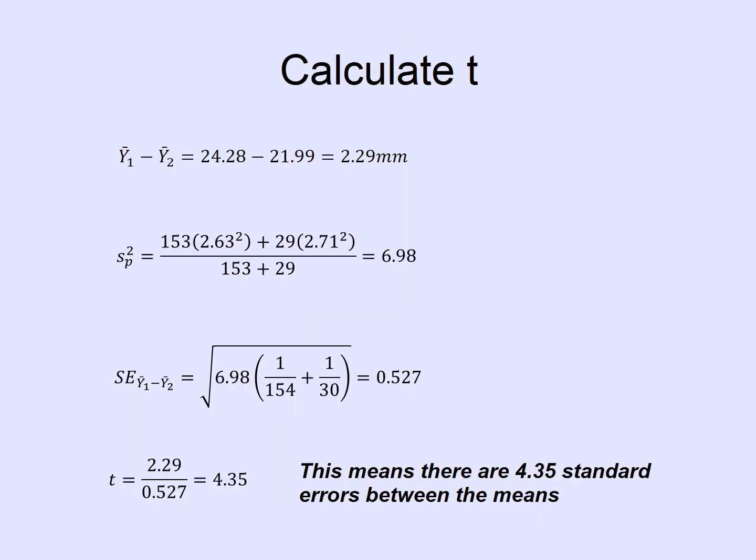Okay, let's put in our data. So there's my difference between the means. There's my pooled variance. There's my standard error for the difference between means. And I put my difference over my standard error for the difference between means, and I get a test statistic of 4.35. So this means that there are 4.35 standard errors between one mean and the other.